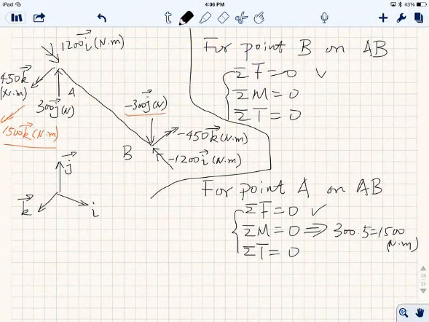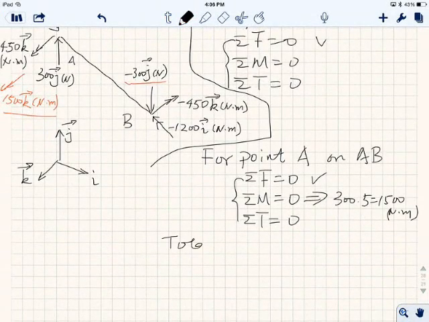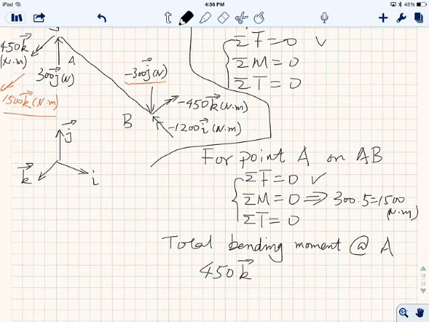Okay? All right, so the total bending moment at point A should equal 450K plus 1500K. They equal 1950K Newton times meter. Okay, because they add simply, right?